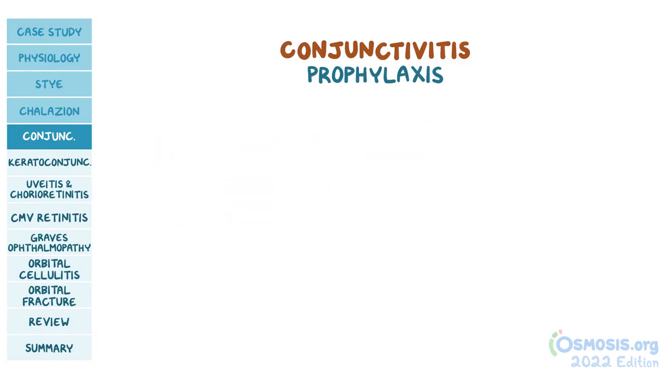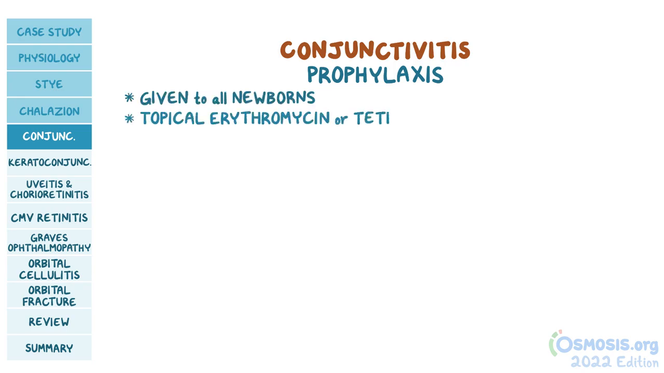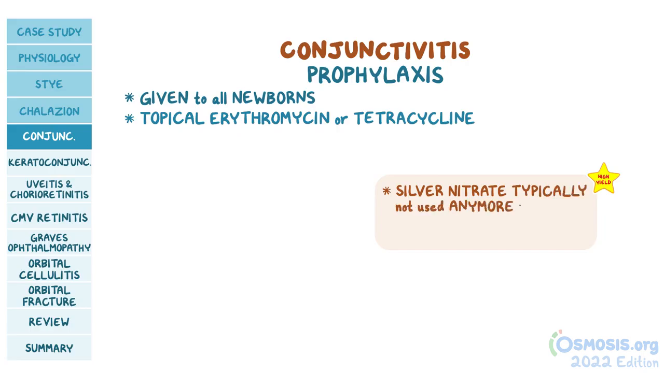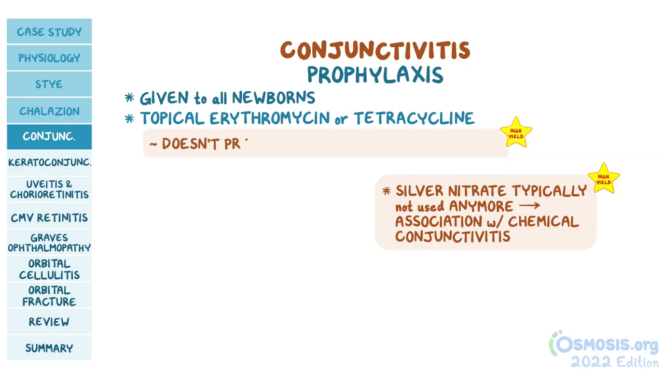Prophylaxis of conjunctivitis should be given to all newborns and involves topical erythromycin or tetracycline. Remember that silver nitrate is typically not used anymore due to its association with chemical conjunctivitis. Another important thing to note is that this regimen doesn't prevent chlamydial conjunctivitis.